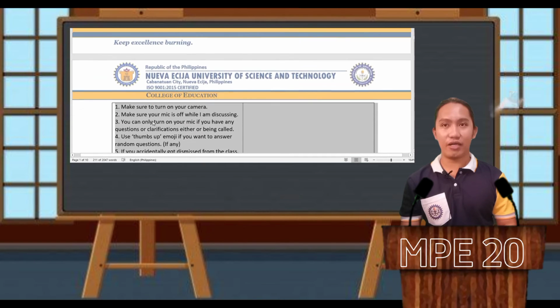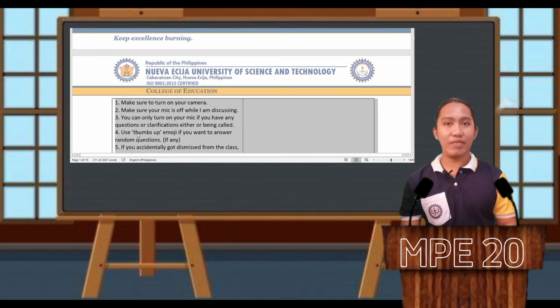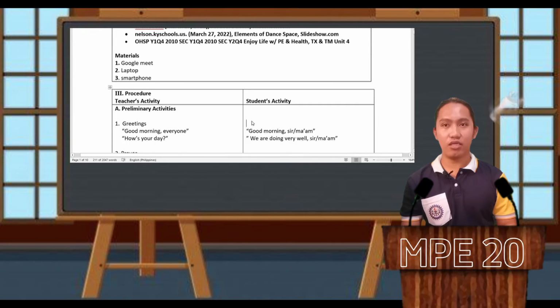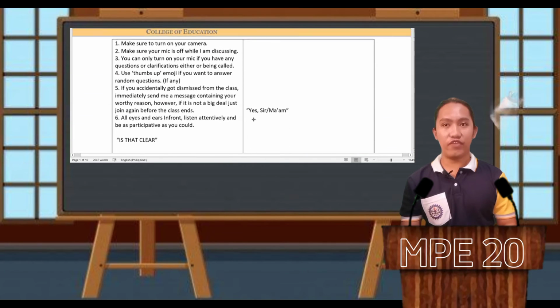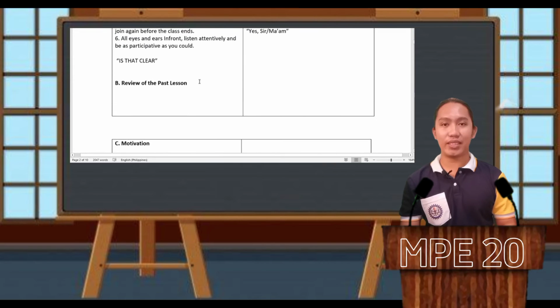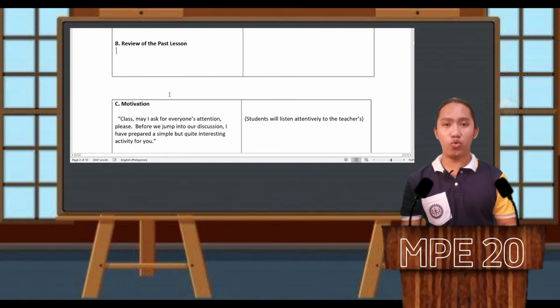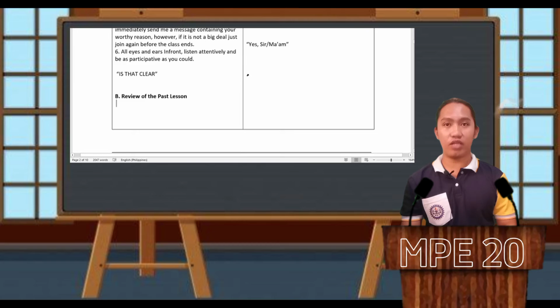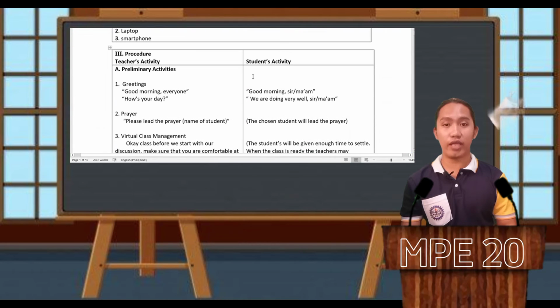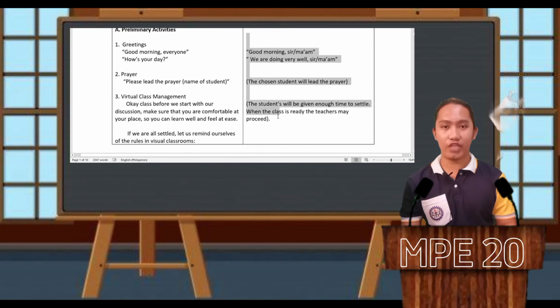So, after the preliminary activities, we will move on to the review of past lessons. When we say review of past lessons, you will be going back to the last topic or the last lessons. You will discuss it again to make sure that your students learned from your previous discussion. In procedure, as you can see on the right side, you will put here the expected response of the students.